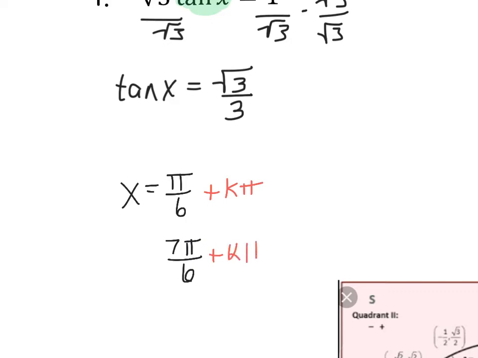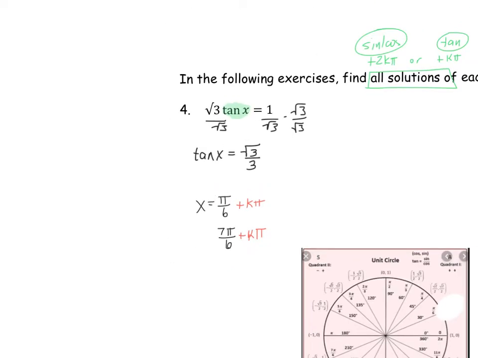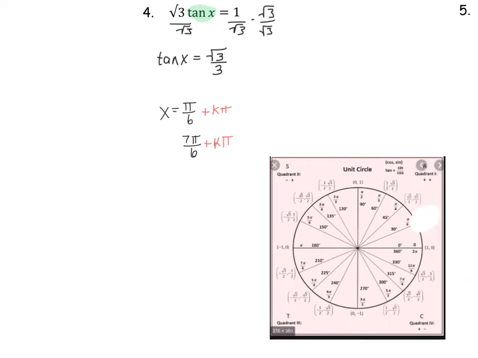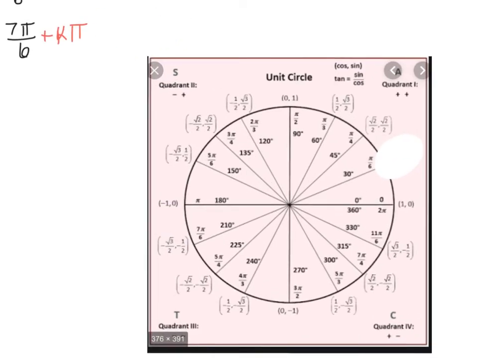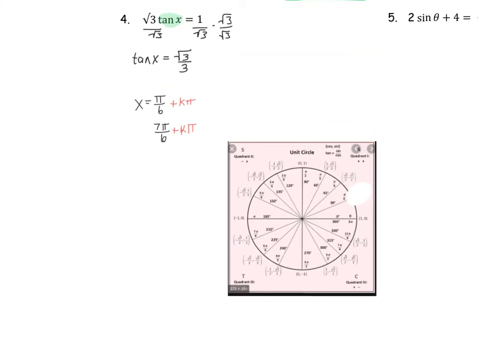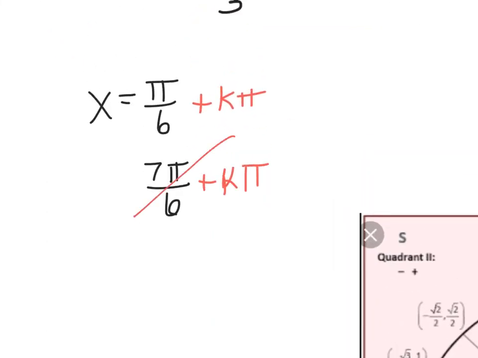Now remember, guys, with tangent, you're always going to cross something out, because when I add my k pi from here to here, I end up at the exact same answer. So what I suggest you do is write your answer like we did, and then just cross one of them out. In this case, it doesn't matter because there's only 2.